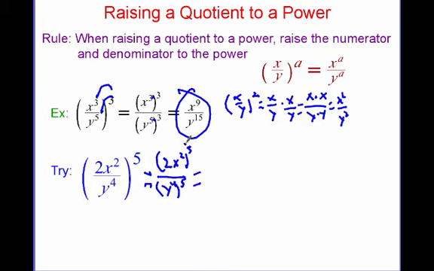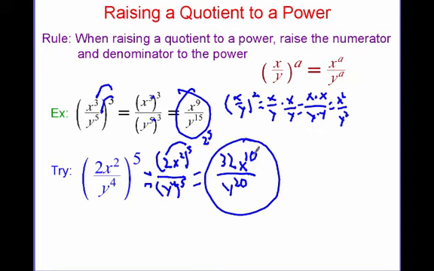Remember, product to a power, I've got to distribute this out. So 2 to the 5th power is 16. No, it's not 16, it's 32. So 2 to the 5th gives me 32. X squared to the 5th, 2 times 5 is 10, so that's x to the 10th. Divided by y to the 4 times 5, which is y to the 20th power. So my answer is 32 x to the 10th divided by y to the 20th.